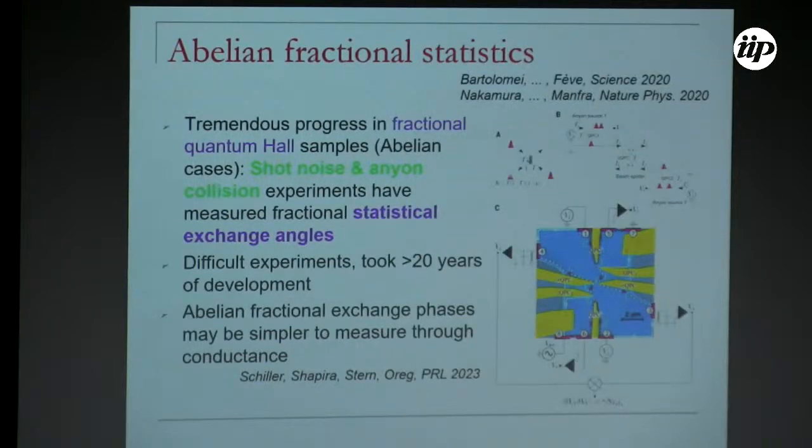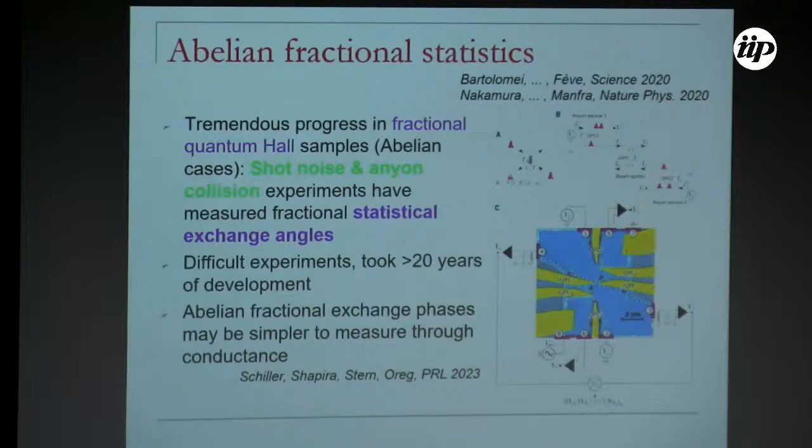And if we step back first and look at the Abelian case, that was a big breakthrough about 4 years ago. The groups of Gwendal Fève in France and Michael Manfra at Purdue in the US, they managed simultaneously to show Abelian fractional statistics. So they showed when you exchange two Abelian anyons, then there is this complex phase. Normally for bosons and fermions, it's just plus or minus 1. For Abelian anyons, it's e to the i phi with some fractional angle.